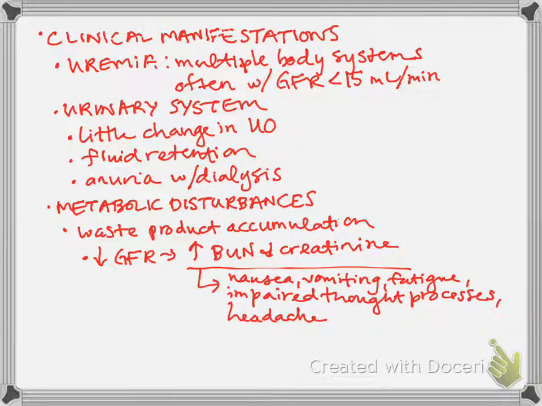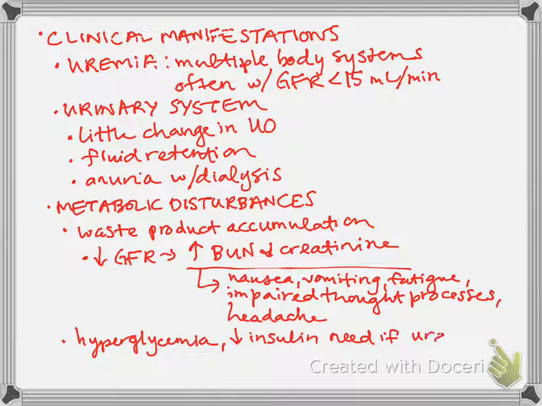Remember, because the kidneys are responsible for excreting drugs. Well, insulin is a drug, whether it's an exogenous source of a hormone that we give via subcutaneous injection. So if someone's uremic, they may require less insulin. So you would see hyperglycemia, decreased insulin need if the patient is uremic. That just means that the insulin remains in the circulation longer, so it's effective for longer periods of time.